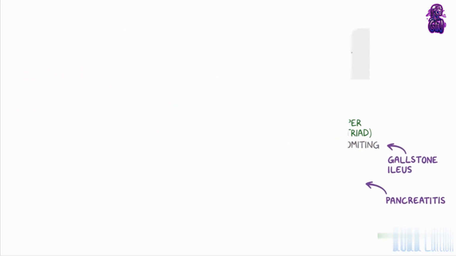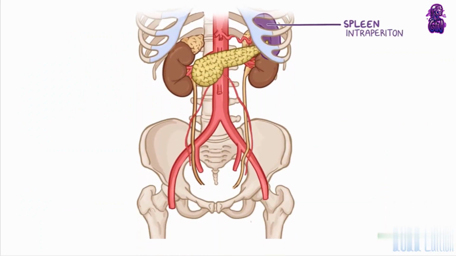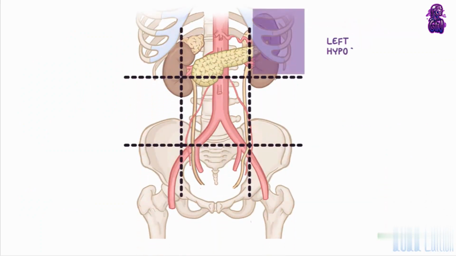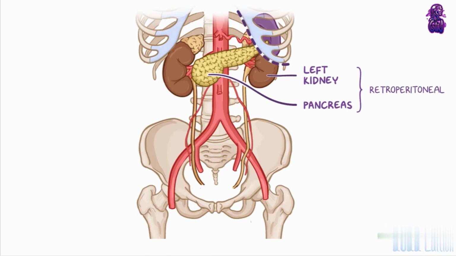Now let's have a quick chat about the spleen and the pancreas. The spleen is an intraperitoneal organ that lies in the left hypochondrium close to other intraperitoneal organs like the stomach, the transverse colon, and the descending colon. It's also close to the left kidney and the pancreas, both of which are retroperitoneal organs. In most individuals, the spleen doesn't extend inferiorly past the rib cage unless it's enlarged.